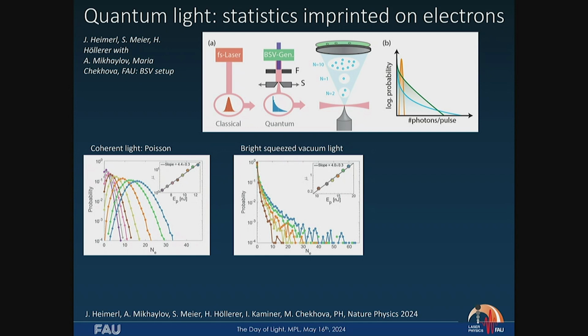We see the most likely event is still 0 electrons per pulse, but we get up to 55 electrons per pulse. Even for this, so for the same pulse energy, the probability to see 55 electrons over here with the Poissonian distribution is 10 to the minus 120. So forget it. Likelihood is 0 to observe these outliers here. So you see this very strange statistics that we can just imprint from the light onto the electrons. That's so interesting. So the electrons inherit the quantum statistics of the light.